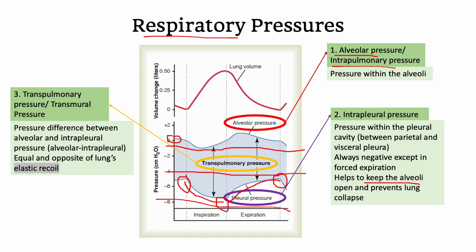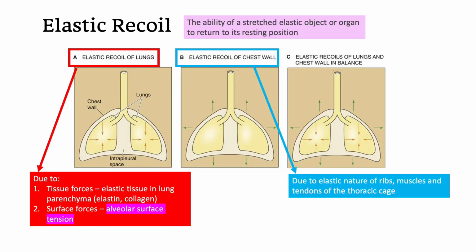The pressure difference between the alveolar and the pleural pressure is the transpulmonary or transmural pressure. So the pressure difference between these two pressures is the transpulmonary pressure, which is actually equal and opposite to the lungs' elastic recoil. Next we will learn more about elastic recoil.